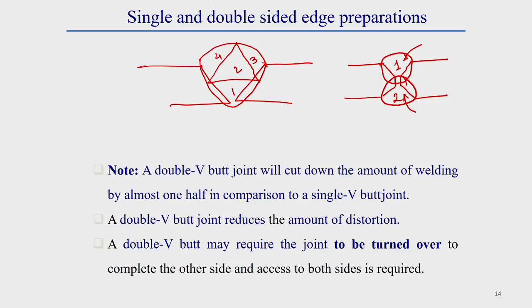And there are a lot of advantages in case of double sided SP portion, which I will explain later. Generally a double V bar may require the joint to be turned over to complete the other side and access both sides; I have already explained that in detail. Here I am just giving you some extra information: in case of single sided SP portion, for welding in the same thickness plate, the weld material required is almost twice that of the double sided SP portion.